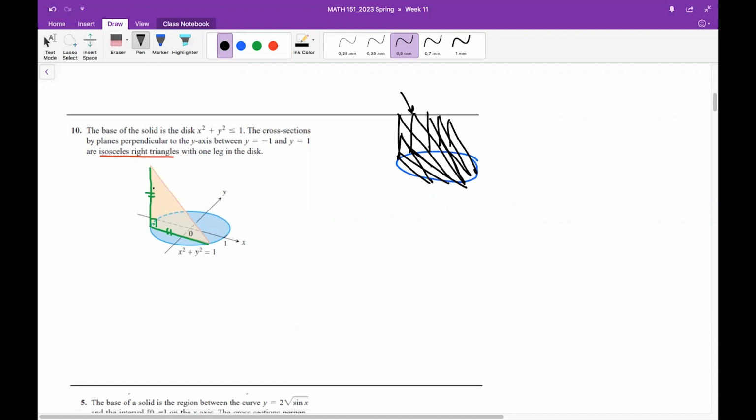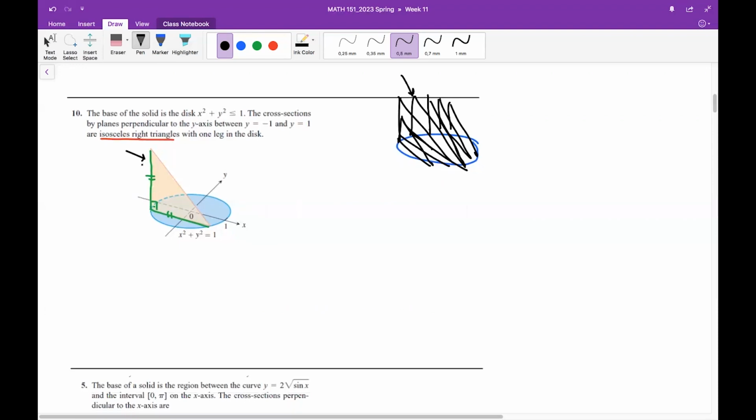Okay, let's concentrate on one of them. Now, my aim is to find the area of this isosceles triangle. So let's denote it by A of x or y. Okay, let me first explain that. So volume will be obtained by integrating the area with respect to dy or dx. We need to first decide this. And this is not something difficult to decide.